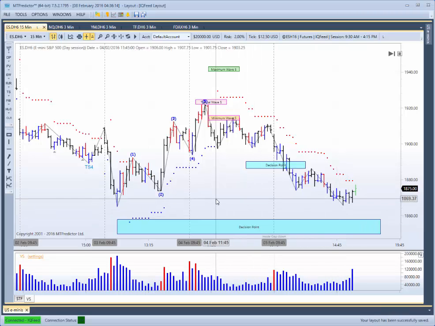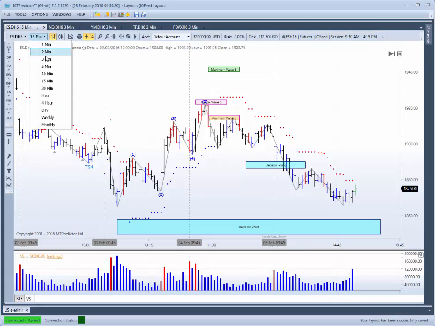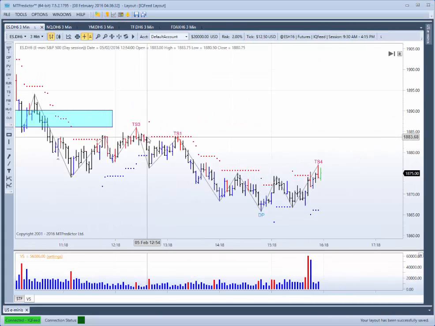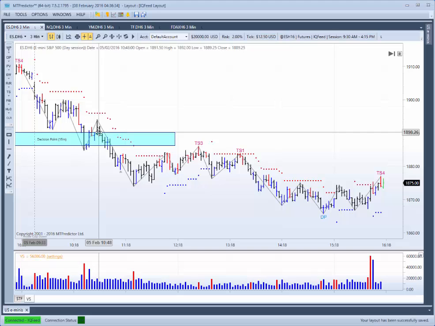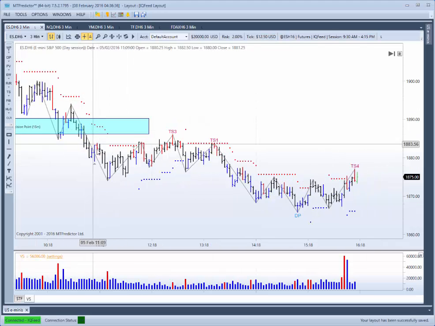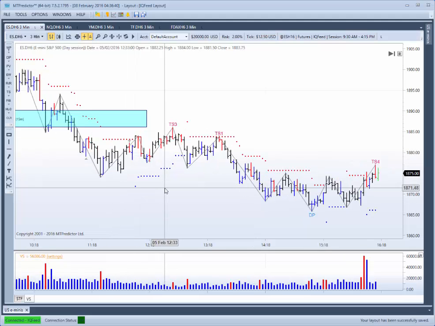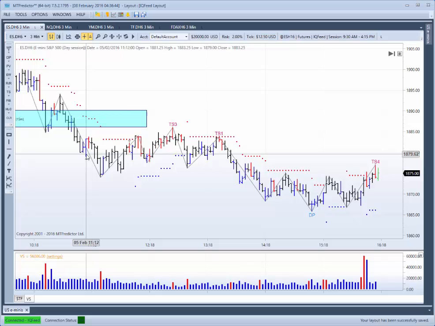So let's now have a look at the shorter term chart. Alright, here we are back on the 3-minute chart. So here's our 15-minute DP. So after we had 2 consecutive closes, the large degree trend was deemed down. Would you have taken this buy setup? Maybe. This was about the time when the 15-minute trend was going down.